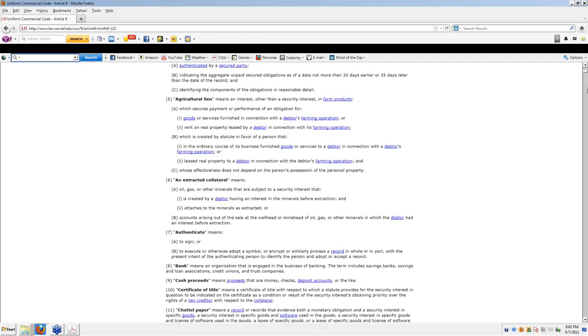Agricultural lien, this is section 5, means an interest other than a security interest in farm products, which secures payment or performance of an obligation for goods or services furnished in connection with a debtor's farming operation, or rent on real property leased by a debtor in connection with its farming operation, which is created by statute in favor of a person that, in the ordinary course of its business, furnished goods or services to a debtor in connection with a debtor's farming operation, or leased property to a debtor in connection with the debtor's farming operation, and whose effectiveness does not depend on the person's possession of the personal property. That makes absolutely no sense.